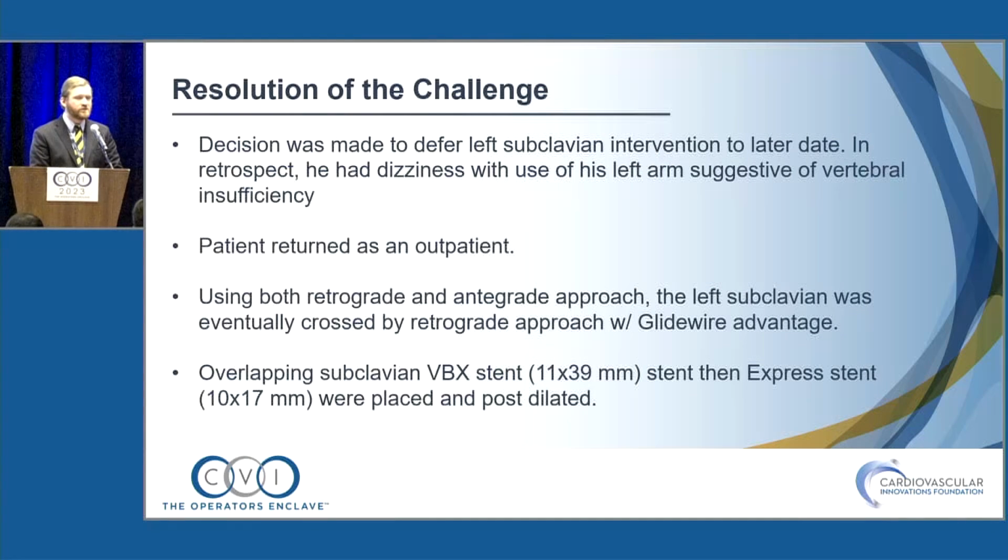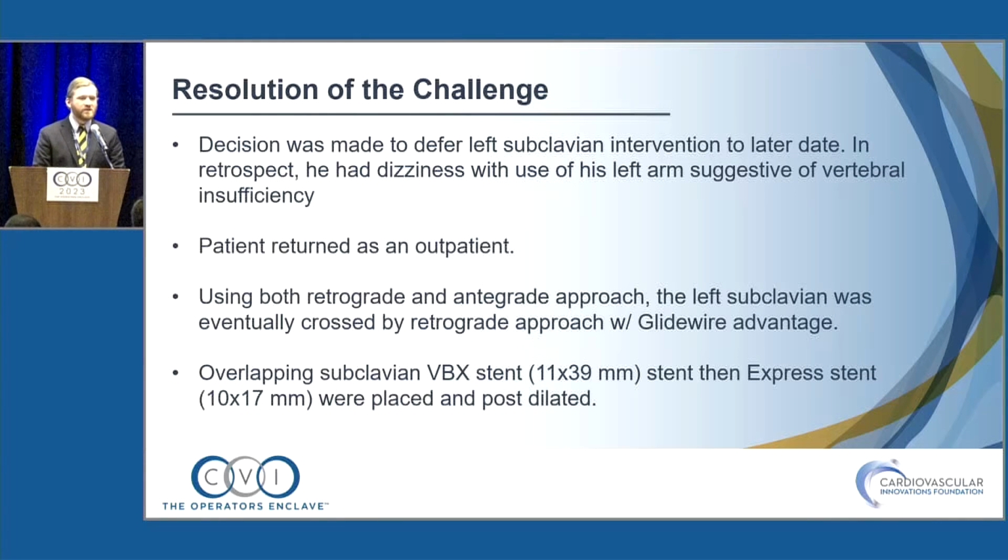So in hindsight, he did have some symptoms of dizziness when he was working. We were concerned about the subclavian artery stenosis, but we stabilized him and he returned as an outpatient. So initially we tried to get antegrade access. We had right femoral and left femoral, 8 French and 6 French sheaths, respectively. We were unable to cross antegrade, so we went retrograde and finally were able to cross with a Glidewire Advantage.